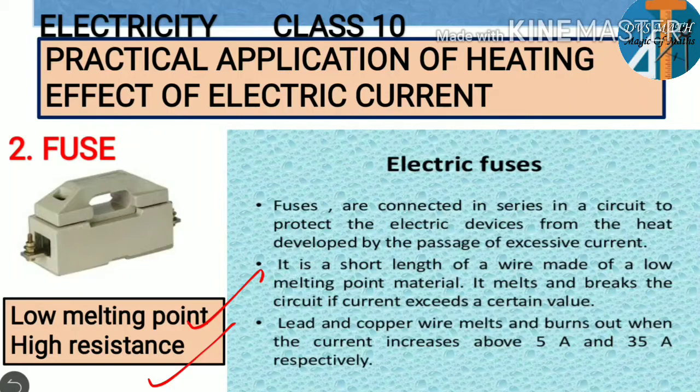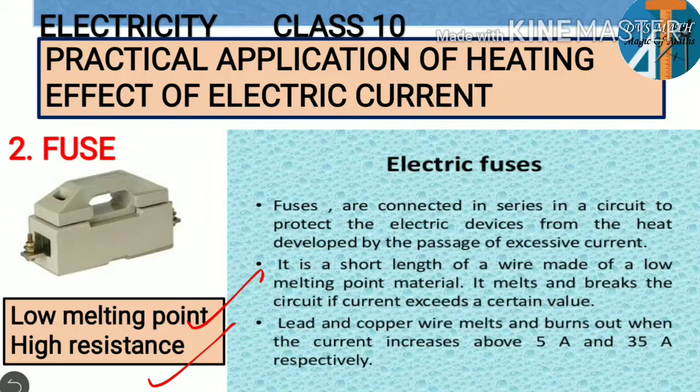Next, low melting point. Why low melting point? It is usually made up of very low melting point metals, like lead or aluminium. When excessive current passes through it, the thin wire melts itself and breaks the circuit. So sometimes you observe sparks in the fuse.